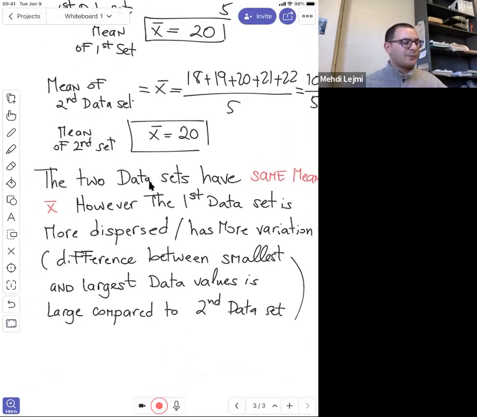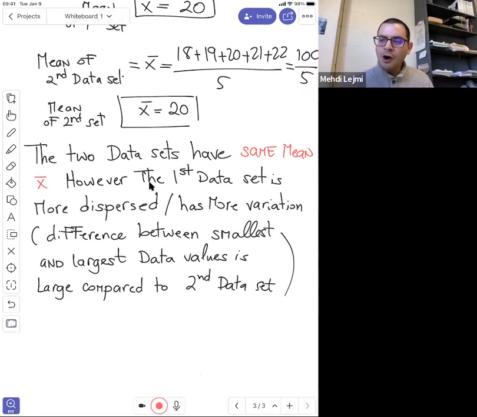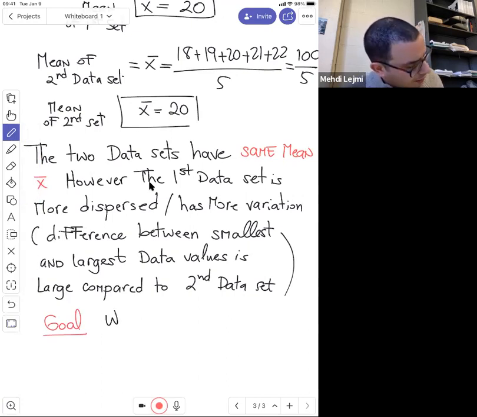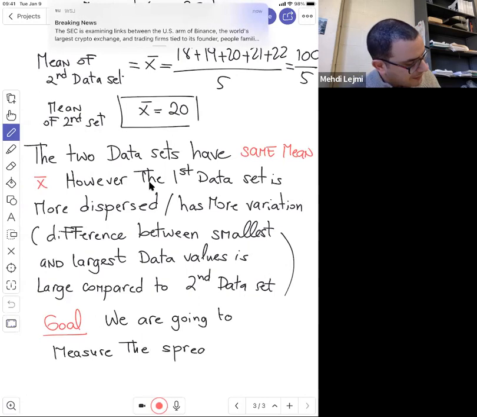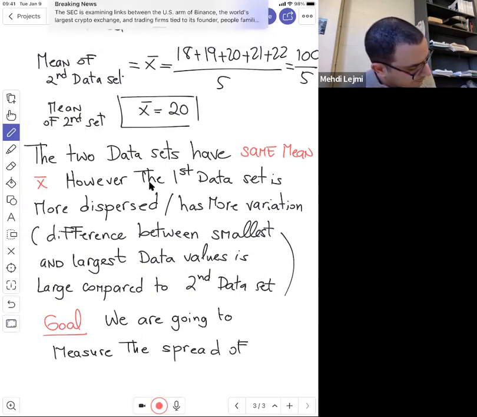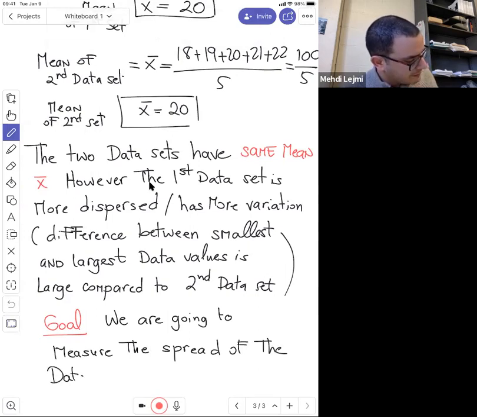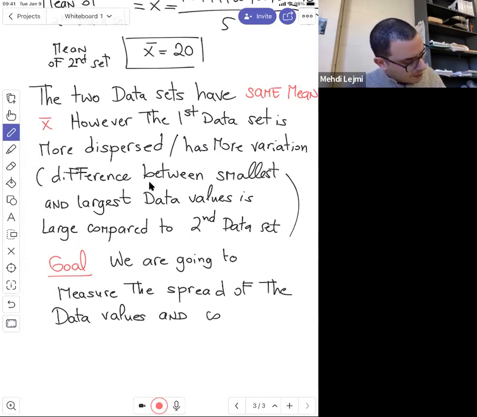So what we're going to do with these measures of spread is show how much the values differ from each other, or how much the values differ from the mean. So the goal here is to measure the spread of the data's values compared to the mean.